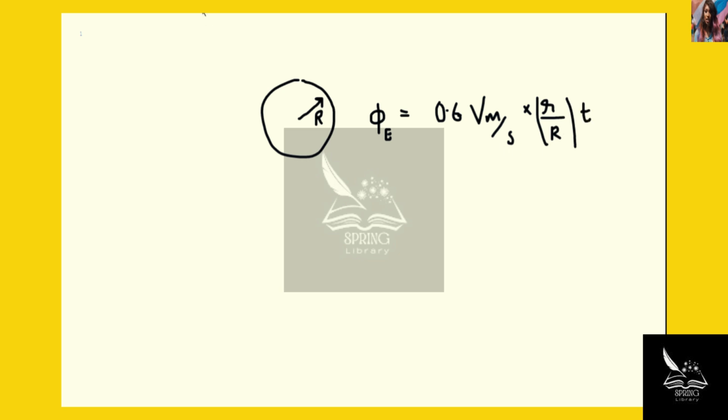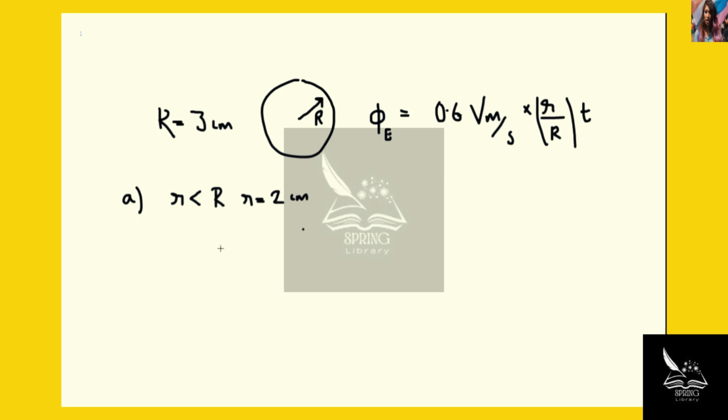Now as per the problem, we need the magnitude of the induced magnetic field at radial distance 2 centimeters and 5 centimeters. First we'll write down that capital R is equal to 3 centimeters. So we need to find out the magnitude of the induced magnetic field. The first case is when r is less than R, so r is equal to 2 centimeters.